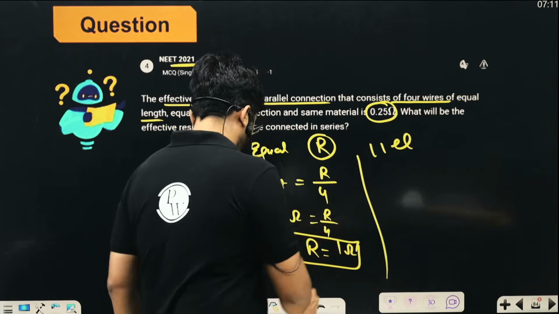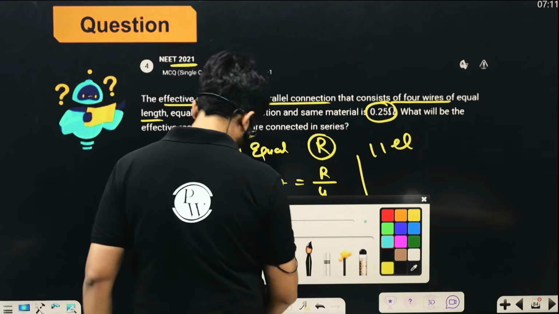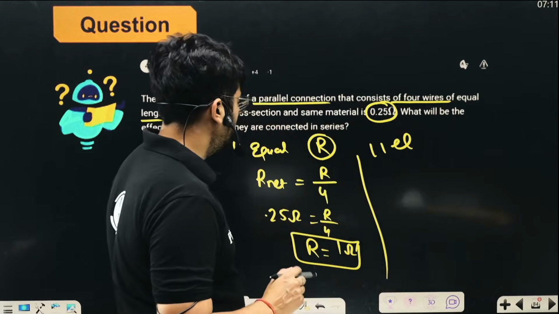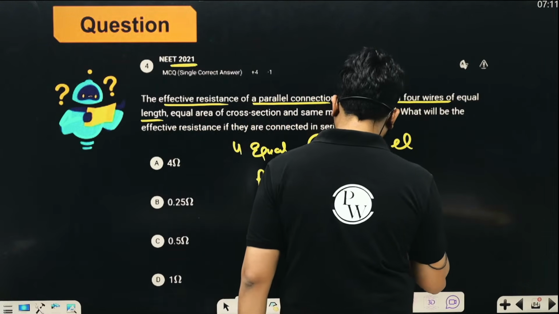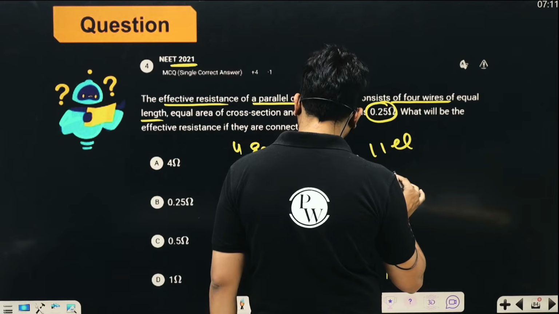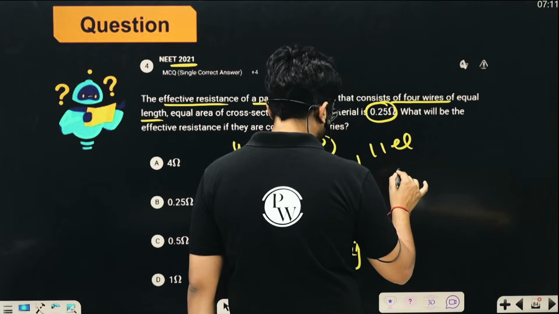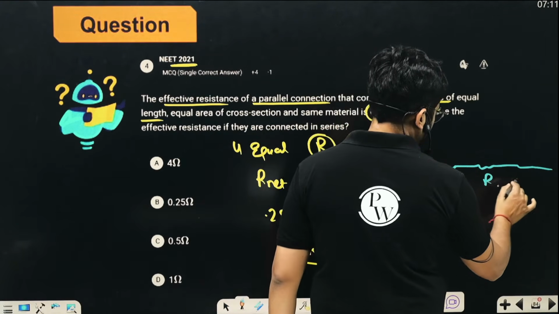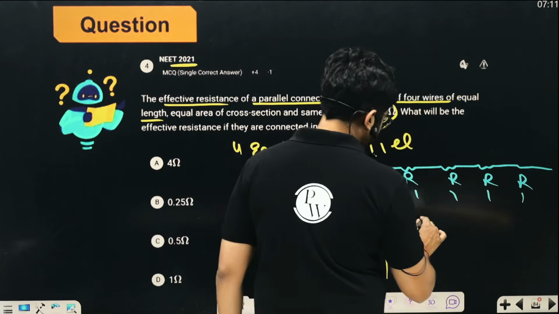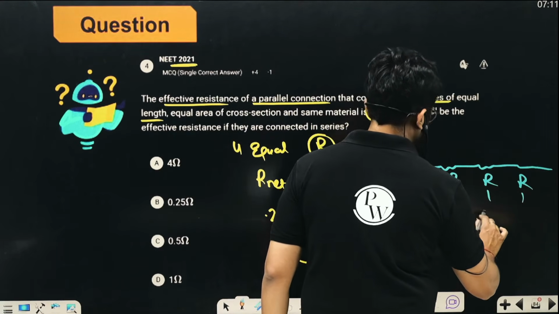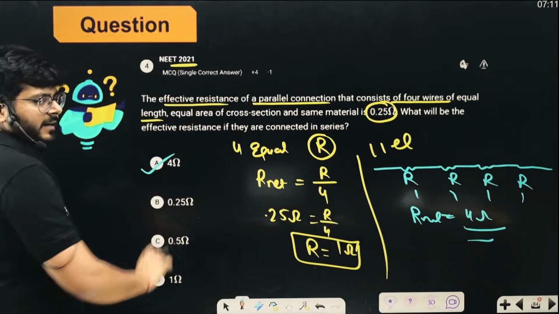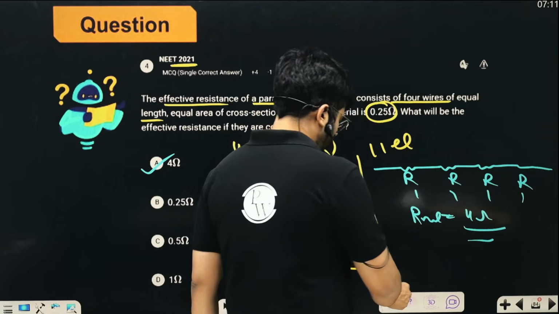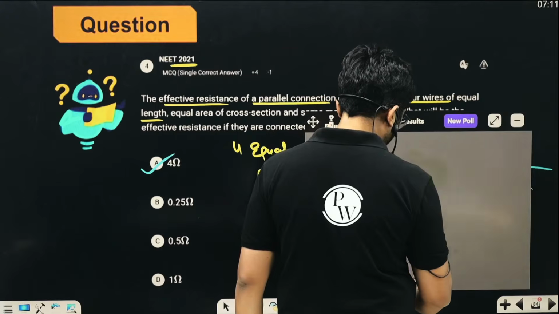Once you have calculated the net resistance, after this they are connected in series now. So 1 ohm, 1 ohm, 1 ohm, 1 ohm are connected in series, so the net resistance will be 4 ohm. So option A is going to be the correct option. Yes, Ananya beta, very good. Option A is the correct option. Let's move on and talk about the next one.